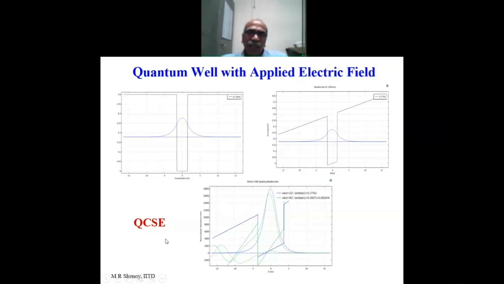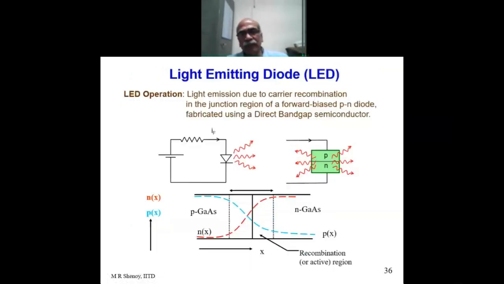And this is an important effect called quantum confined Stark effect. That is, the change in the energy level, the change in the energy eigenvalues, which is called Stark effect, in a quantum confined structure like potential quantum well is called quantum confined Stark effect. This is the basis of realizing quantum well modulators or electroabsorption modulators. But I will not go into those details.